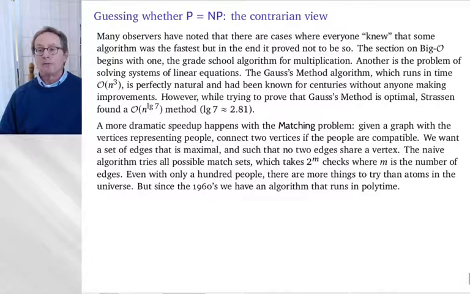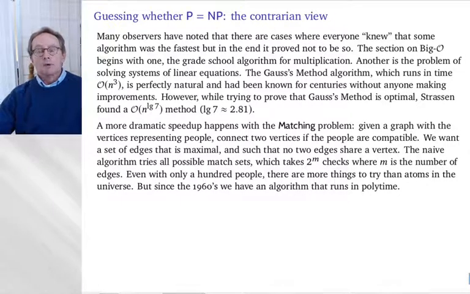If you're given a graph with vertices representing people, and connect two people if they're compatible, we want to find a set of edges that's maximal, so that no two edges share a vertex. The naive algorithm tries all possible match sets, which takes 2 to the m checks, where m is the number of edges. Even with only 100 people, there are more things to try than atoms in the universe. We'd never be able to solve it from a physical level. But since the 1960s, we have an algorithm that runs in polytime, due to Jack Edmonds.